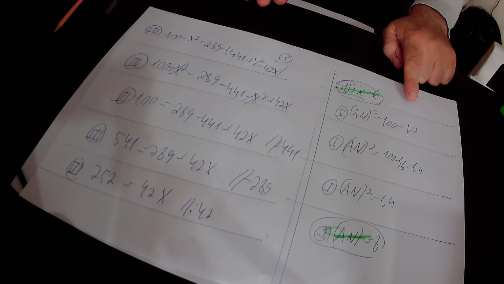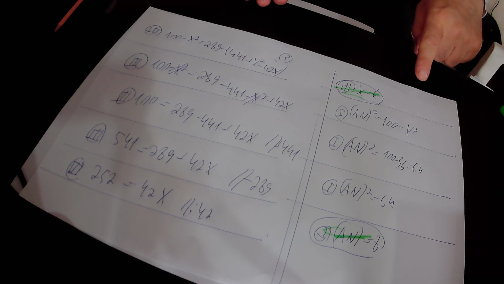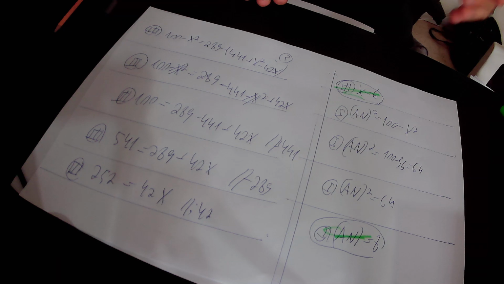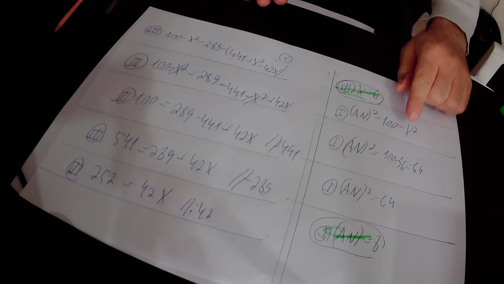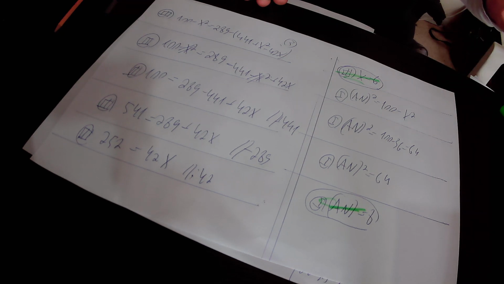And x is 6, therefore x squared is 6 squared, that is 36. So according to equation 1, AN squared equals 100 minus x squared, and x squared is 36. So AN squared equals 100 minus 36, that is 64. So according to equation 1, we found out that AN squared equals 64.